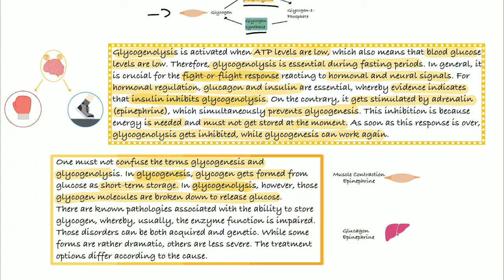And there are also known pathologies associated with the ability to store glycogen, whereby usually the enzyme function is impaired. Those disorders can be both acquired and genetic. Some forms of those are rather dramatic and others are less severe, and the treatment, as always, depends on the cause.